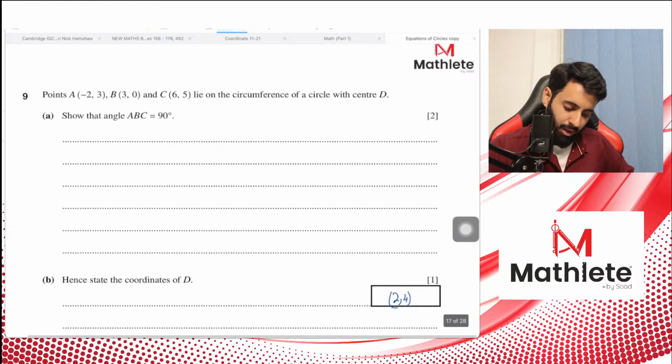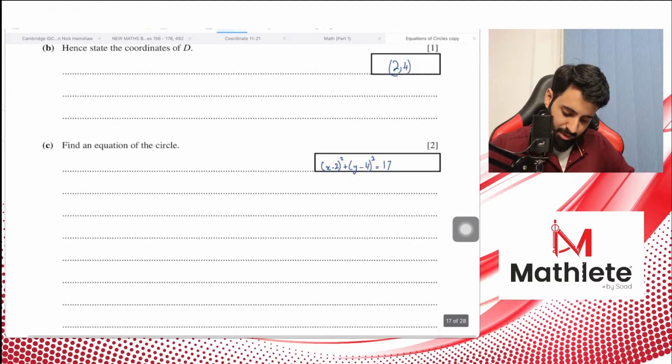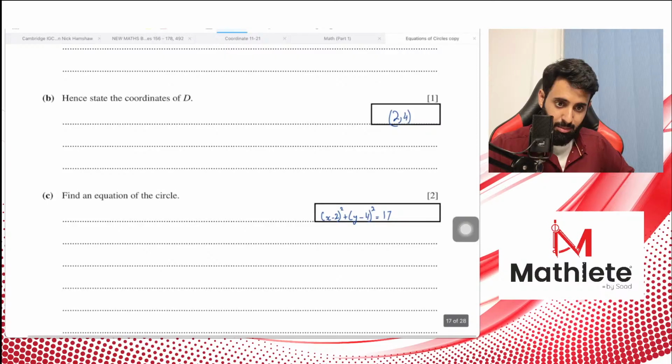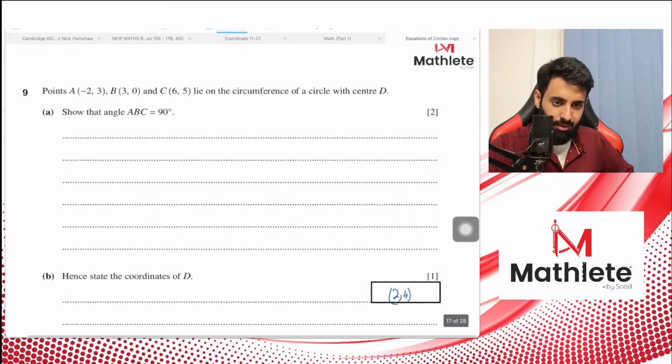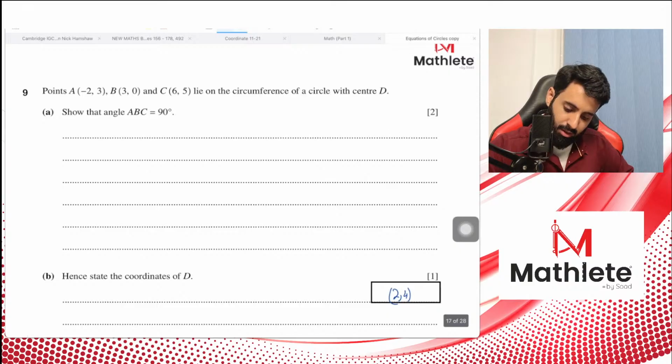Okay, here's question number 9. This is also from May June 2021, but this is paper 1 variant 3. It says show that angle ABC is equal to 90 degrees. That's fairly simple. Let's find the gradient of the points A and B. 0 minus 3 over 3 minus minus 2. 0 minus 3 is minus 3. 3 minus minus 2 is 5.